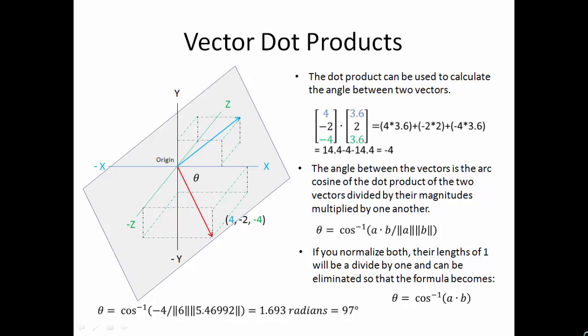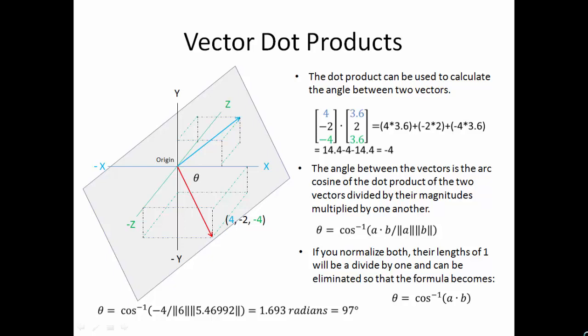I more want you to just get a vague idea of the process and see how it's done, rather than truly understand the math here, because in almost every framework out there, you just say, give me the dot product of vector A and vector B, and it will give you the result back in radians.